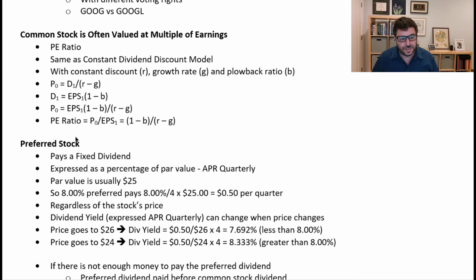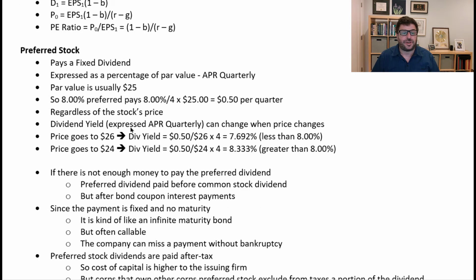And so the point is that the PE ratio, this relative price measure, how much the stock is going to be worth, is a function of the discount rate, which is a function of risk. And we've talked a lot about what goes into R, the growth of the company, and the amount that the company is reinvesting. Next is preferred stock.